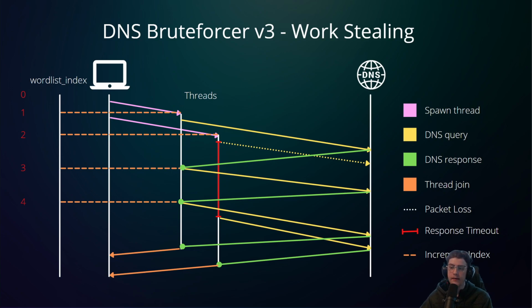With this design, each thread can only have 1 DNS query in flight at a time. That means 2 things. If we want to have a lot of requests in flight, we need to run a lot of threads. More threads equals more requests. A thread spends a majority of its time waiting instead of doing work. Neither of these are desirable.